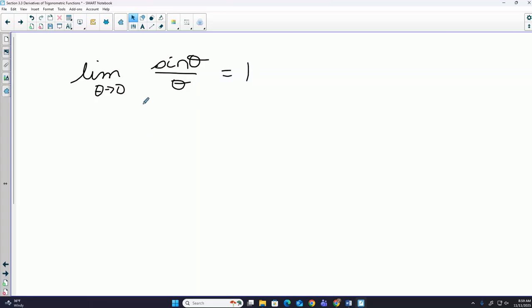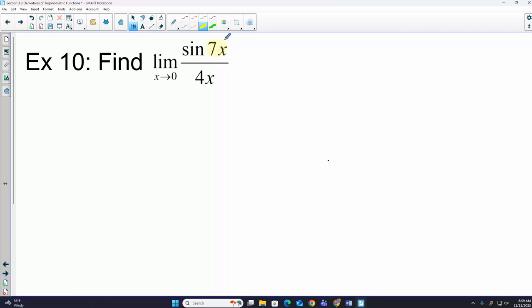And this can actually be extended as long as these expressions are the same. Then we can continue to say this limit would turn into 1. So if I look at my problem, I have a 7x in my argument. I can't change that. So in order to use this property, I would have to have a 7x on the denominator.